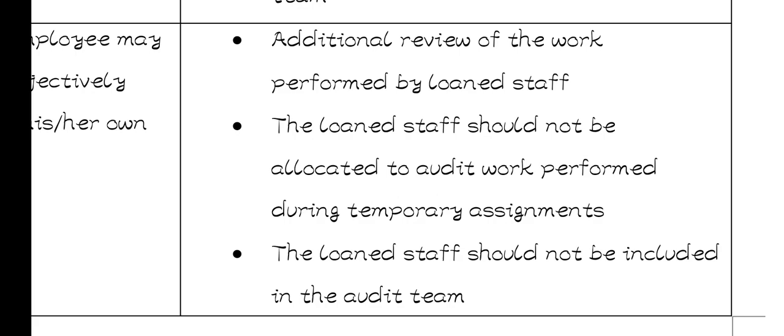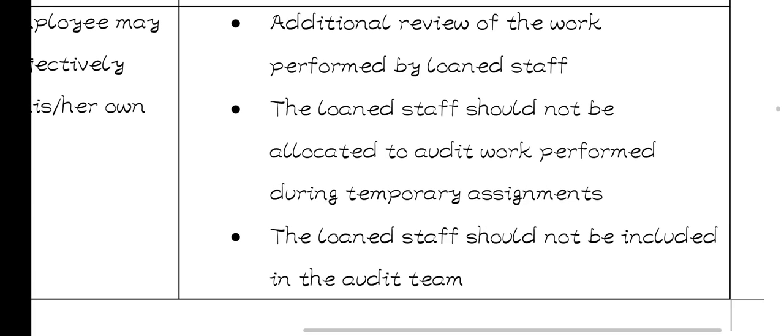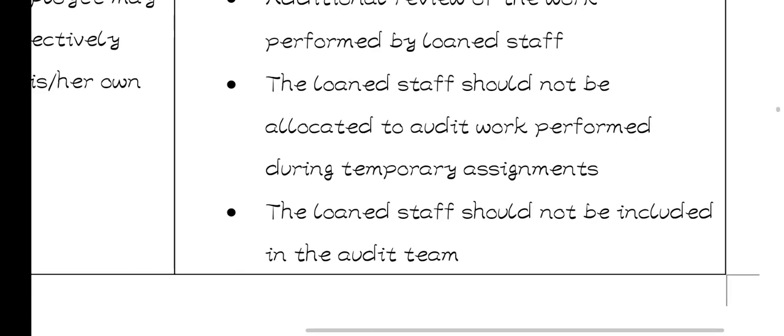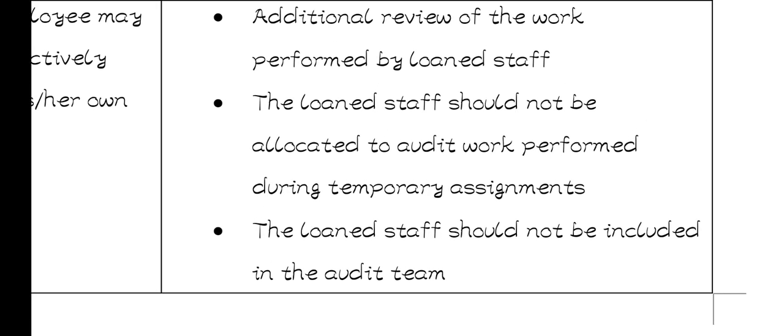The first one is additional review of the work performed by the loan staff, the staff that performed that temporary work. You get additional review, like you get someone else to go through what they have done. Then the loan staff should not be allocated the audit work performed during the temporary assignments.